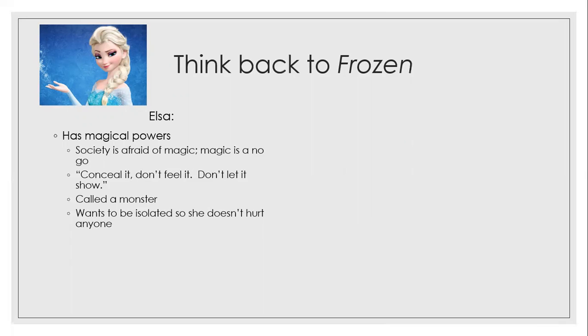So the song Let It Go is her letting go of her fear of her powers, but at the same time she still has that fear because she's running away. She's kind of letting go of the fear of what others think of her because now she's by herself. She doesn't have to worry about anybody else. So she's still following that societal norm because she has still isolated herself from society because of their fear of magic and the abnormality of her magic.